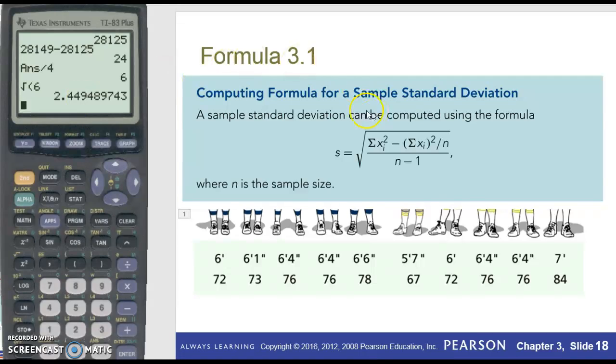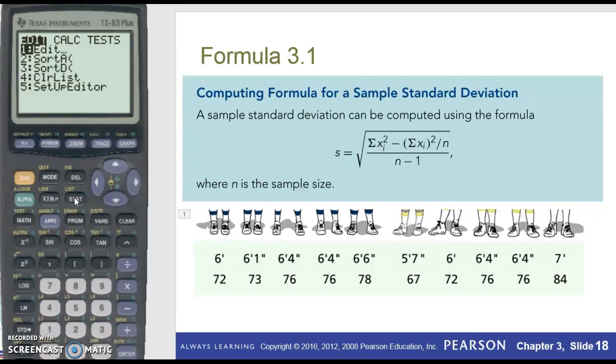So again, what I'd like for you to do is pause the video right now, and I would like for you to take your calculator and find the sample standard deviation of this team. Go ahead and do that now. Hopefully you've done that. What I want to show you then is to see if we got this number right.